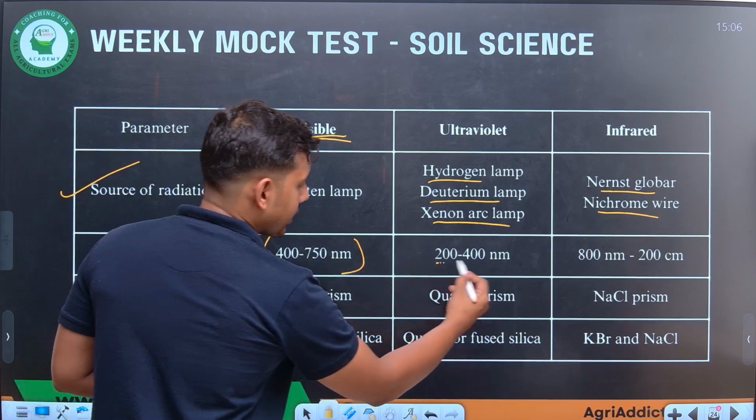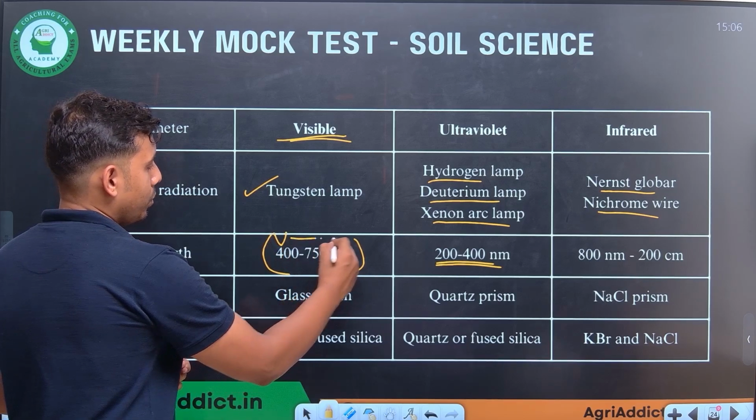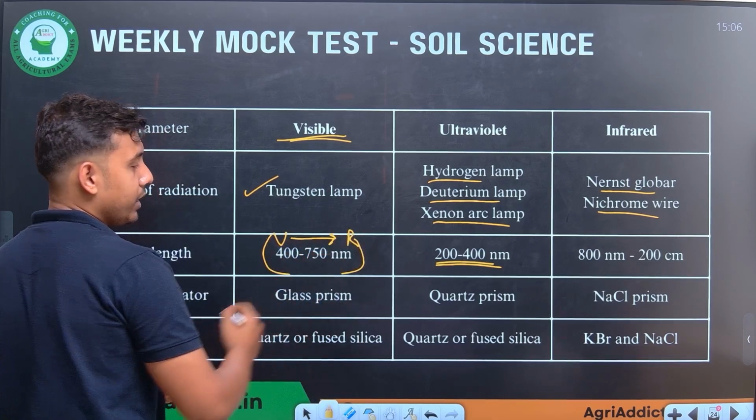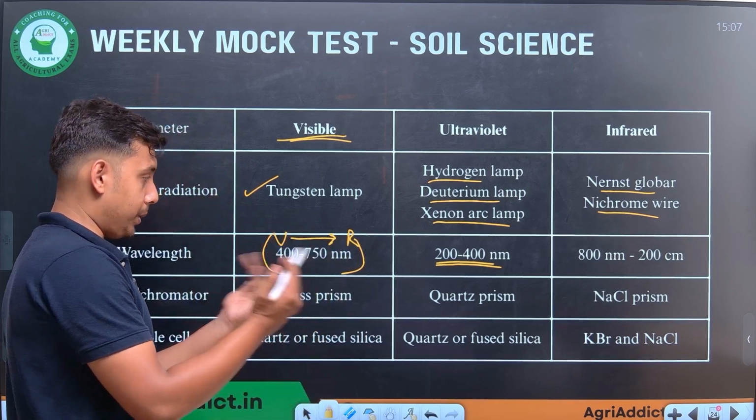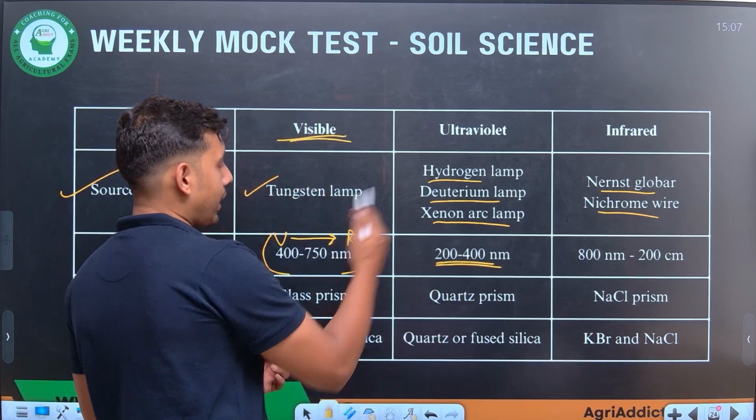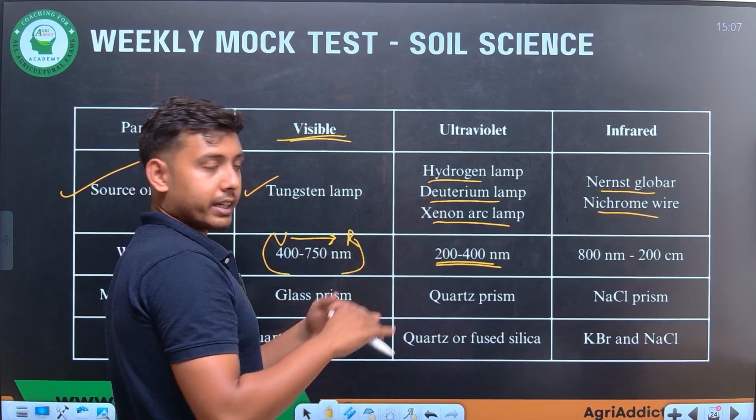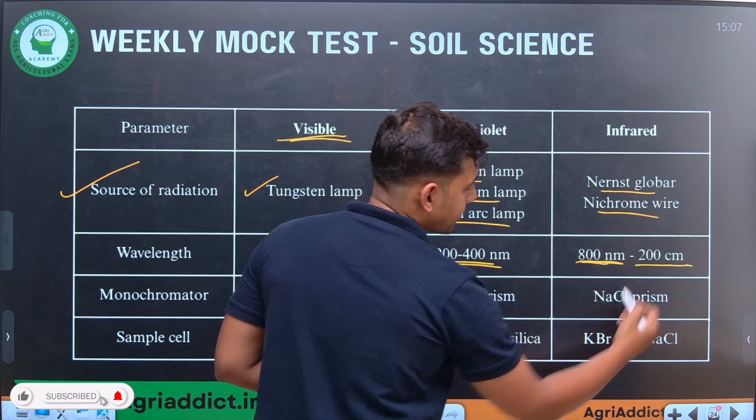That is 200 to 400 nanometer. Ultraviolet, actually, it is V to R. That means violet to red, the visible range. So ultraviolet means before or below the violet, that is 200 to 400 nanometer, and infrared is bigger than red. It will be 800 nanometer to 200 centimeter.